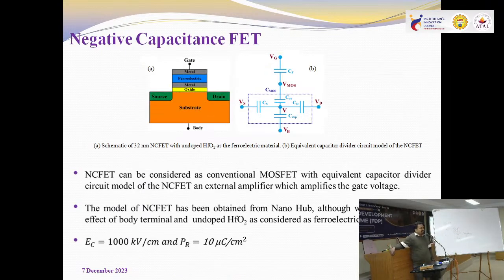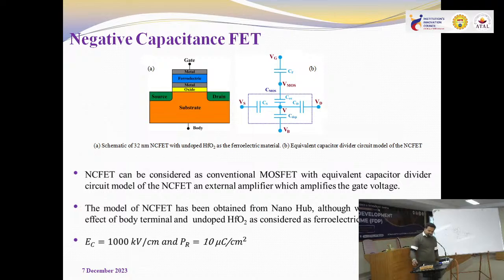Now, the application of this part: the negative capacitance field effect transistor. You can look at this device as, if you see this is a substrate, source, drain, oxide and metal. If you neglect this top metal and bottom ferroelectric, this is nothing but a MOSFET. So what I have done is just add a ferroelectric on top of it. So here you can see this has become a heterostructure, which I have discussed.